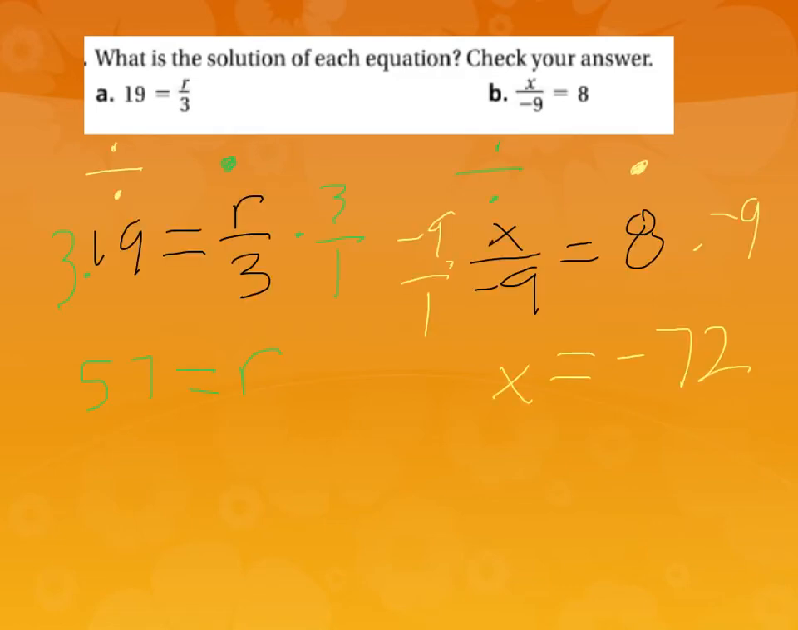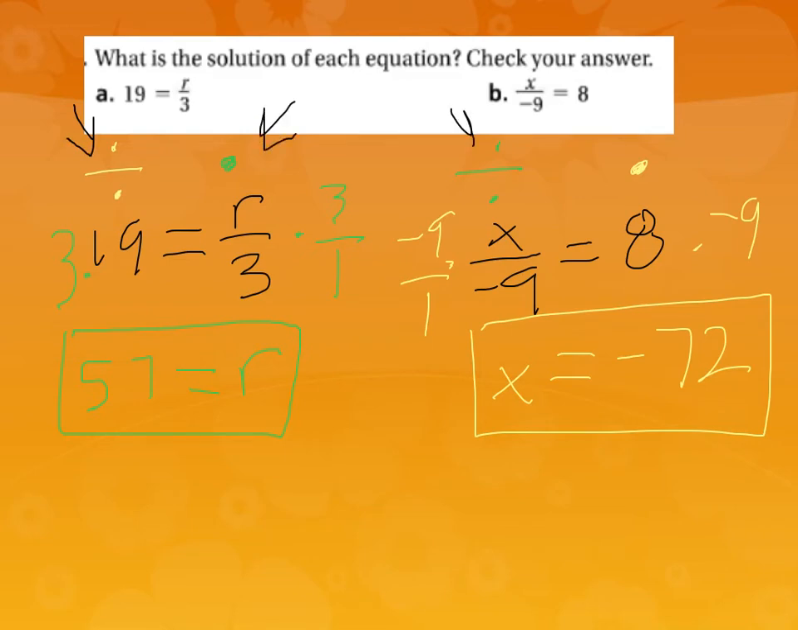So now if you check your work, you should get that r is equal to 57 and x is equal to -72. Above is where I put what's happening, so the opposite, I want to do multiplying for both problems. And with both problems, I multiply by whatever number it's getting divided by. So 3 times 19 is 57 for the first problem, and 8 times negative 9 is negative 72.